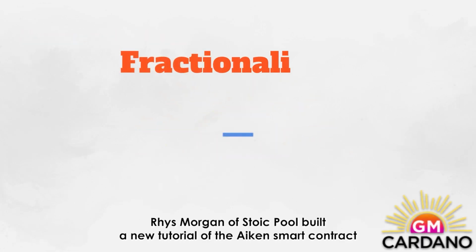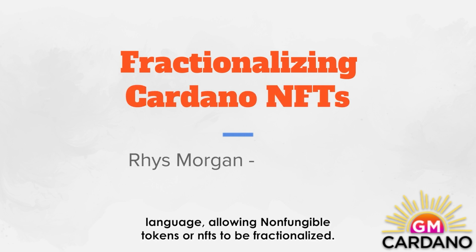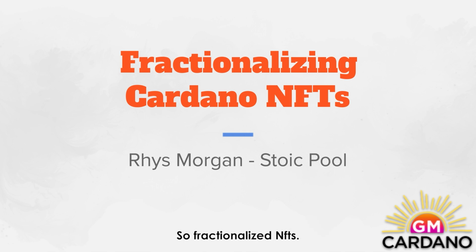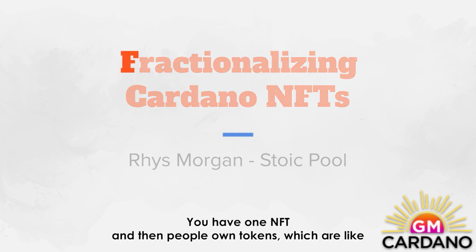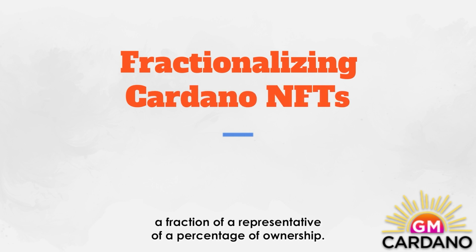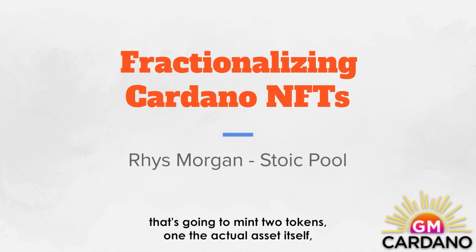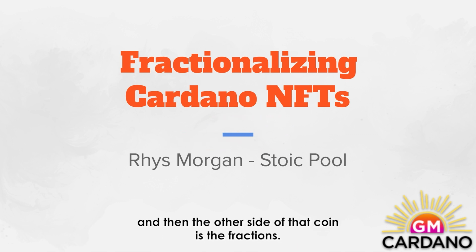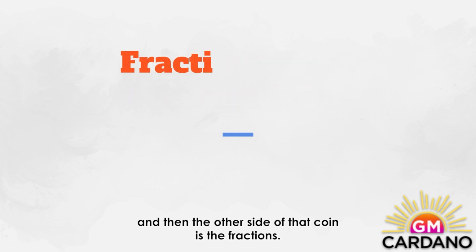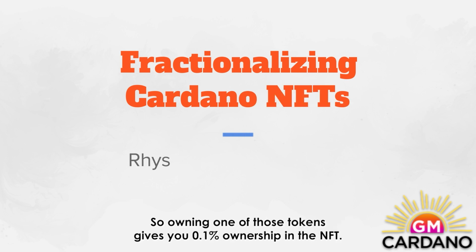Rhys Morgan of Stoic Pool built a new tutorial of the Aiken smart contract language allowing non-fungible tokens, or NFTs, to be fractionalized. So fractionalized NFTs, it's quite self-explanatory. You have one NFT and then people own tokens which are like a fraction of a representative of a percentage of ownership. The way this works is we need a minting validator, minting contract, that's going to mint two tokens. One, the actual asset itself, and then the other side of that coin is the fractions. So we're going to do it with like one NFT and 1,000 fractions. So owning one of those tokens gives you 0.1% ownership in the NFT.